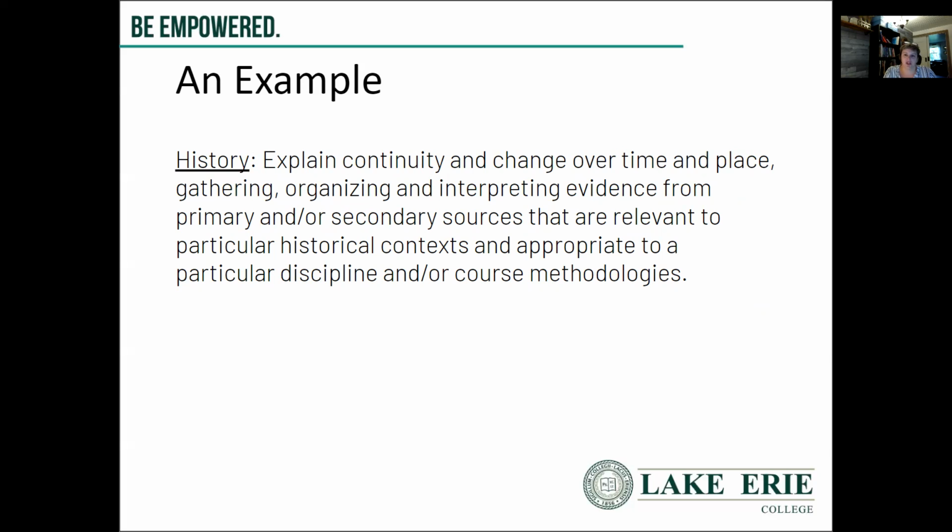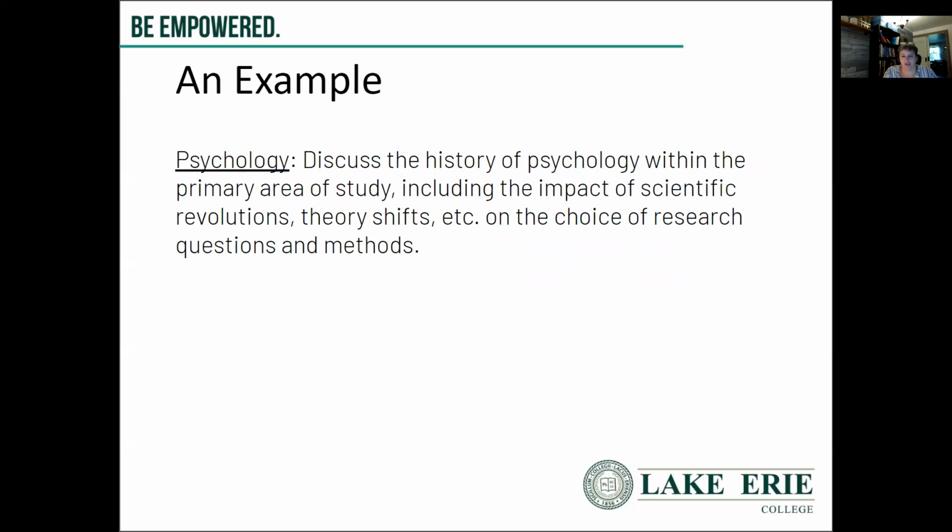Here's an example of a program level objective. Explain continuity and change over time, place, gathering, organizing, and interpreting evidence from primary and/or secondary sources that are relevant to particular historical contexts and appropriate to a particular discipline and/or course methodologies. So you can see the students are going to need a lot of exposure to primary, secondary sources, different historical contexts, different disciplines and methodologies in order to be able to meet that programmatic learning outcome. Here's one for psychology.